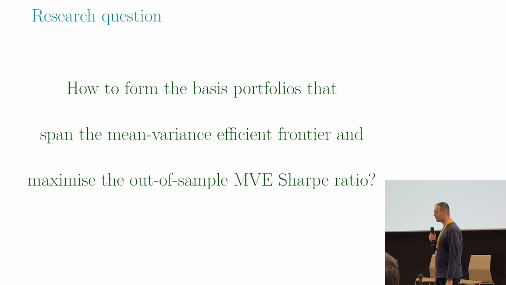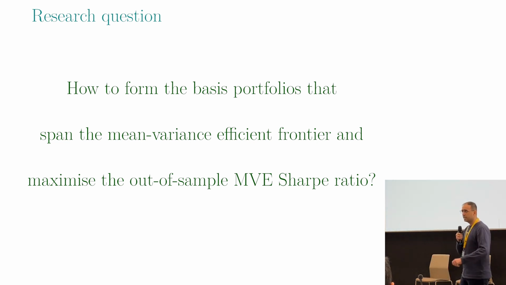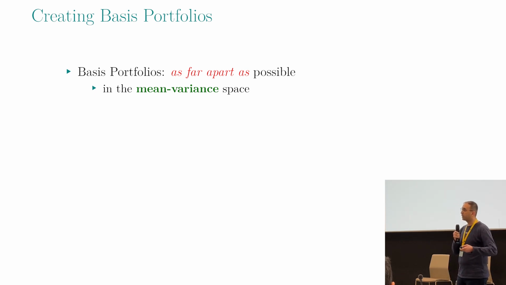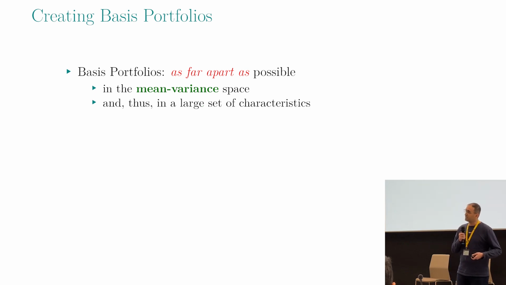So I start with a very simple assumption that basis portfolios should be as far apart as possible in the mean variance space, meaning that they should have different expected returns and low covariances. And if we assume that the expected returns and covariances are a function of a large set of characteristics, then the basis portfolios should be as far apart as possible in a large set of characteristics.